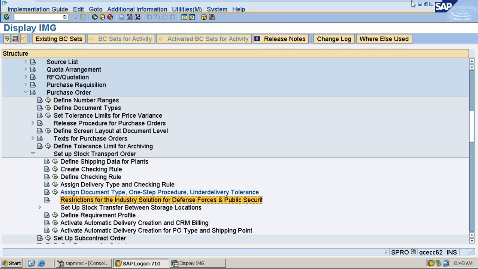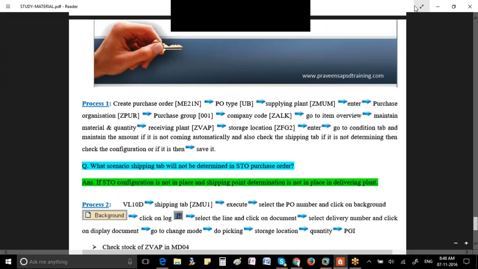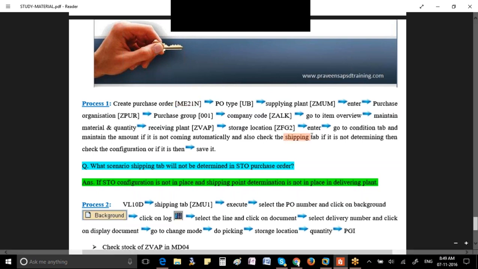Okay, so coming to the process, first you need to create a PO, the transaction code ME21N. Okay, ME21N, create a purchase order. See, there should be a shipping tab determined. Okay, go to the condition tab and maintain the amount if it's not coming automatically, and also check whether the shipping tab is determined or not. Okay, if the shipping tab is not determined, then check the configurations.